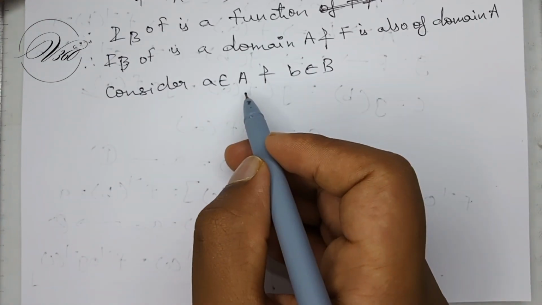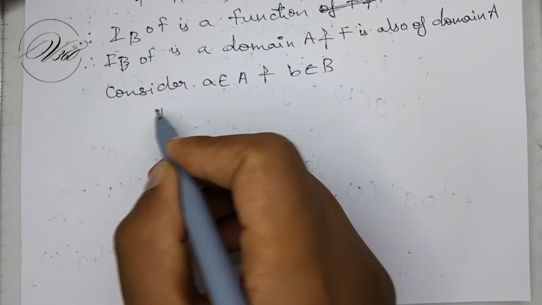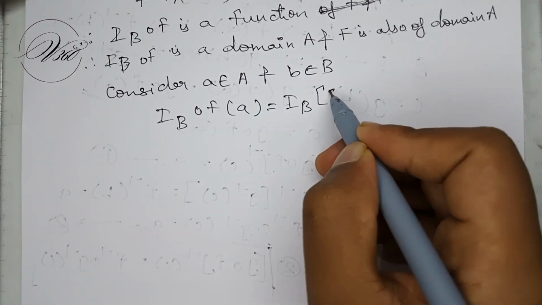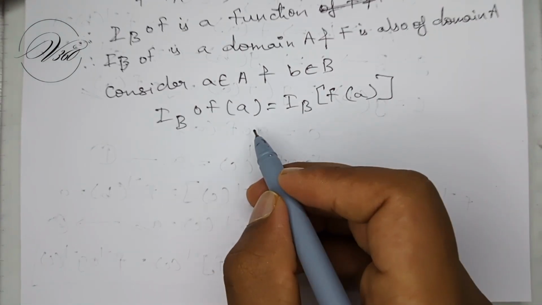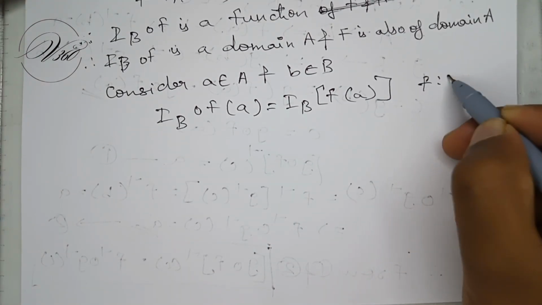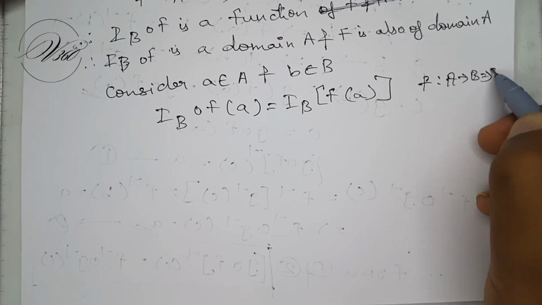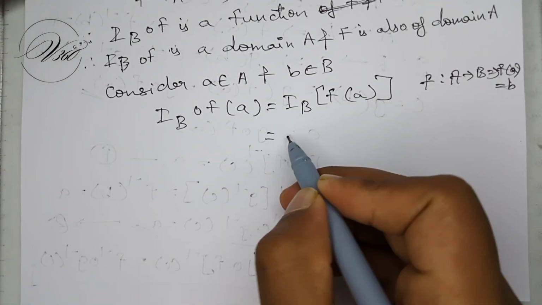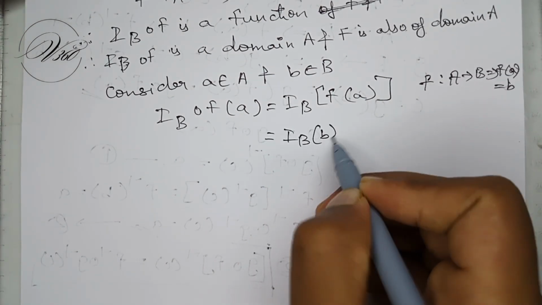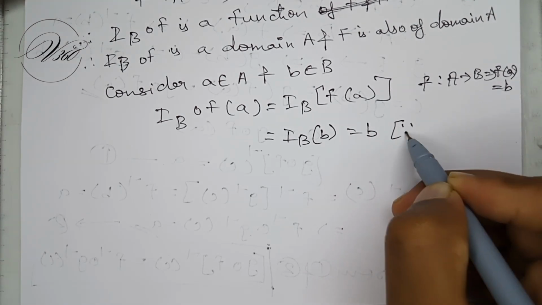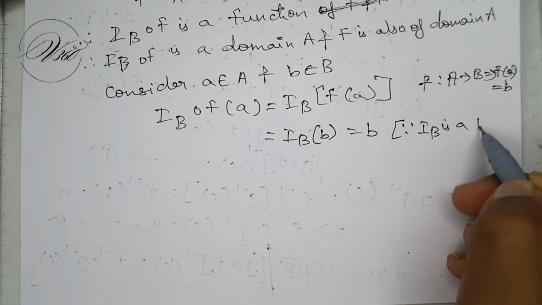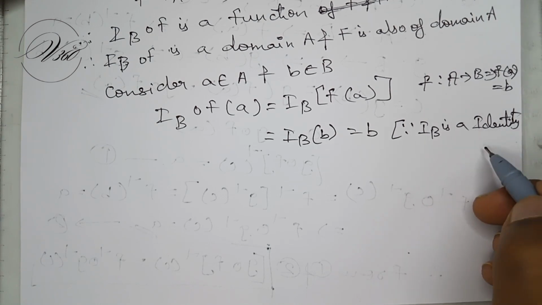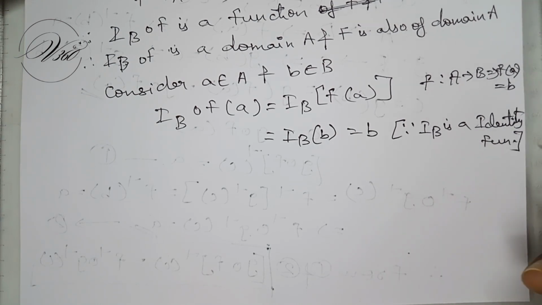Now, consider A belongs to capital A and B belongs to capital B. IB of F of A is equal to IB of F of A. Okay, F maps A to B, right? Then F of A is what? It is B. So IB of B is equal to B, since IB is an identity function.